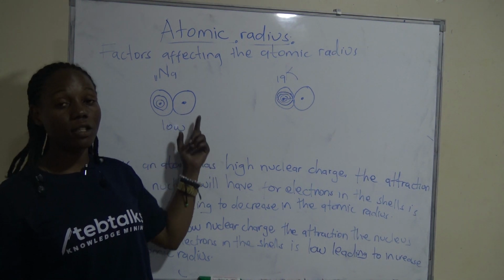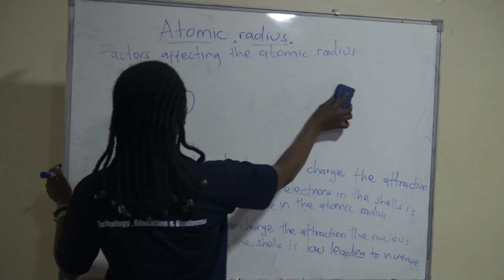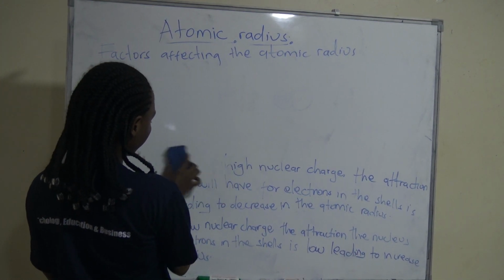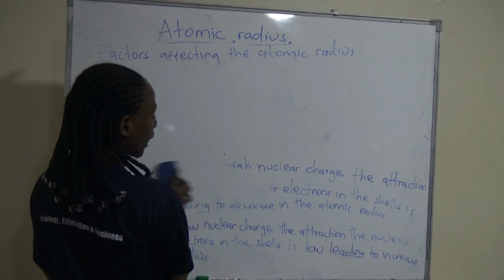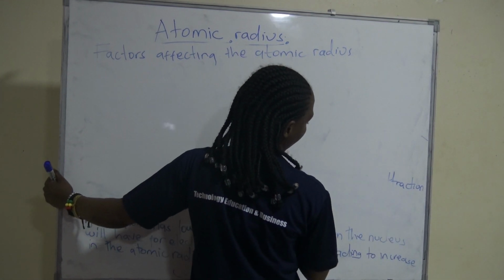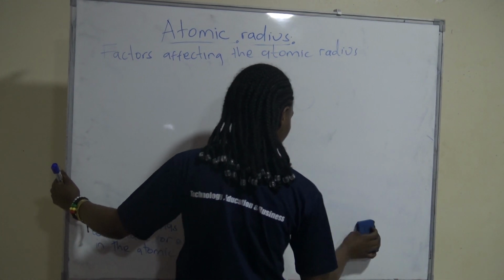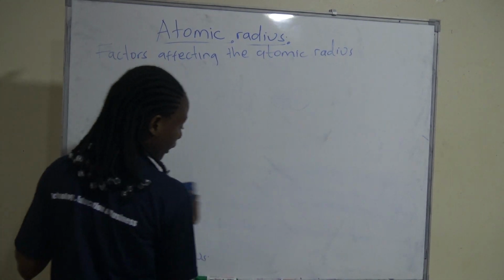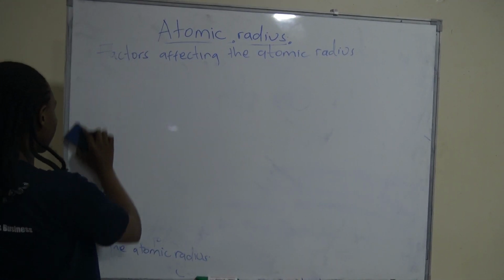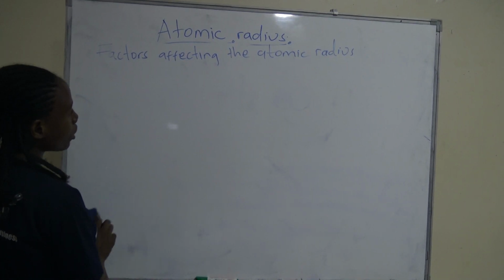And then the reverse is true for sodium. That means that sodium, with a smaller nuclear charge, the attraction of the nucleus for the electrons in the shell will reduce, giving us a bigger atomic radius, giving us a bigger distance of closest approach between two identical atoms.